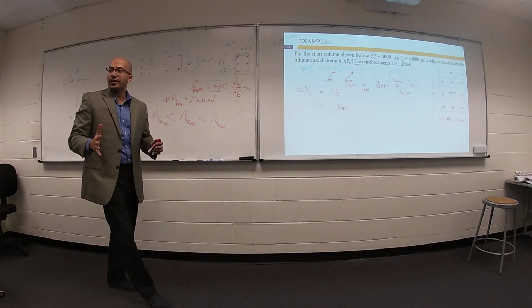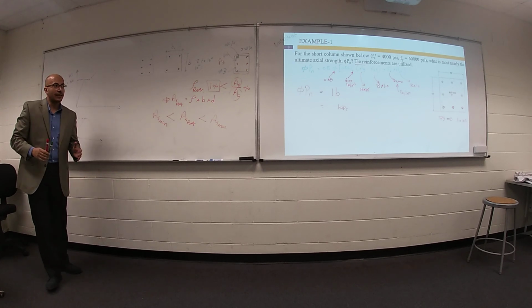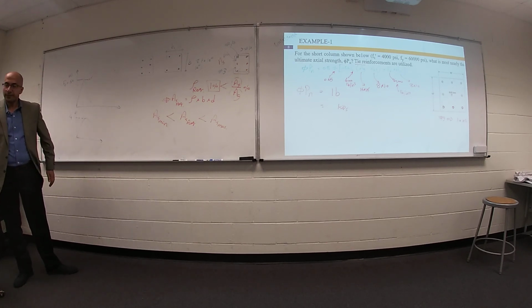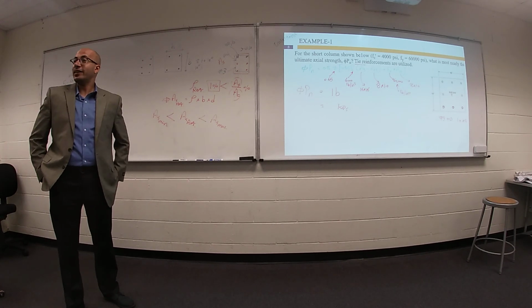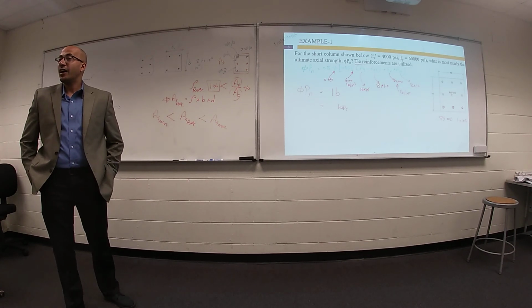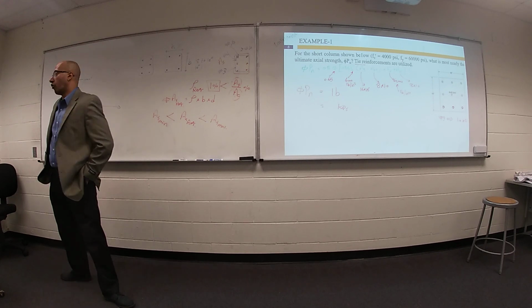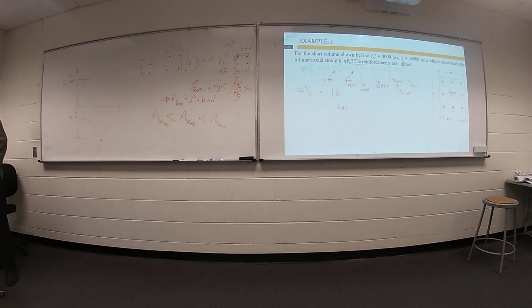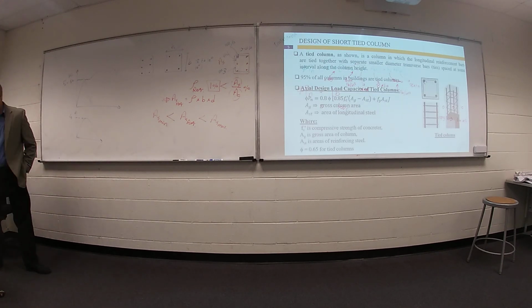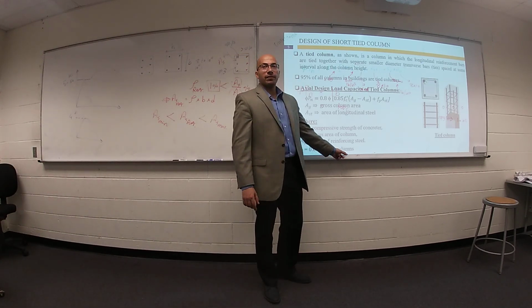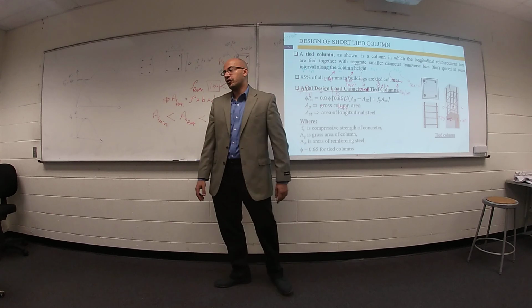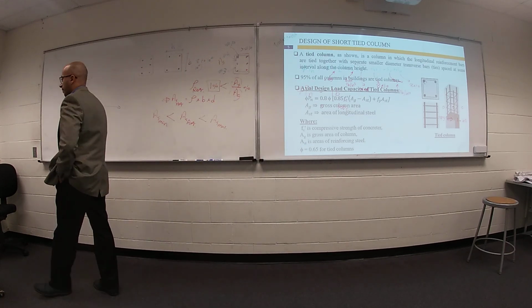Very simple design, because everything is given. Why is phi 0.65? Because your column is a tied column. According to ACI, phi equals 0.65 for a tied column, and maybe equals 0.75 for a spiral column. Different value, 0.7.